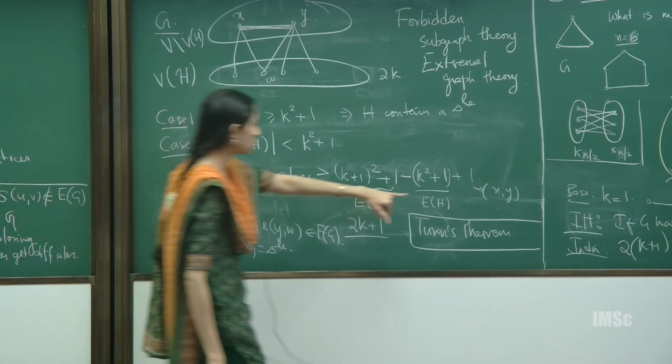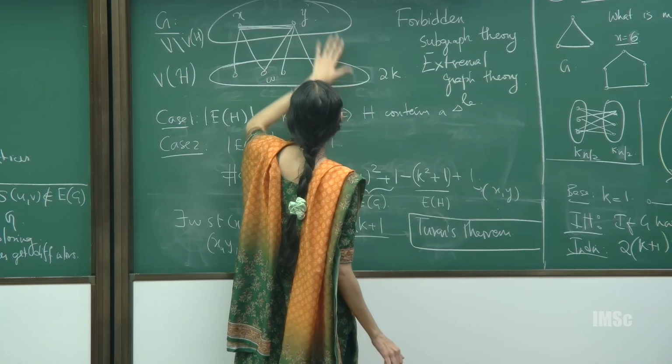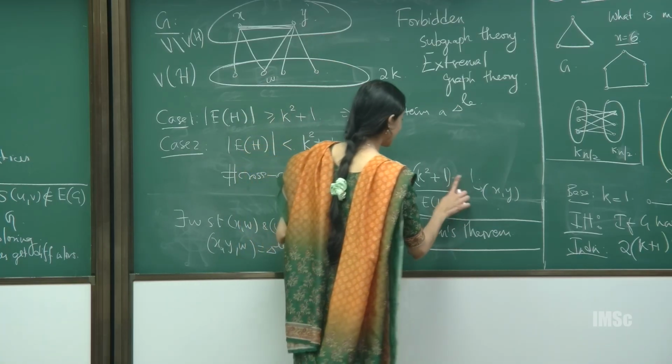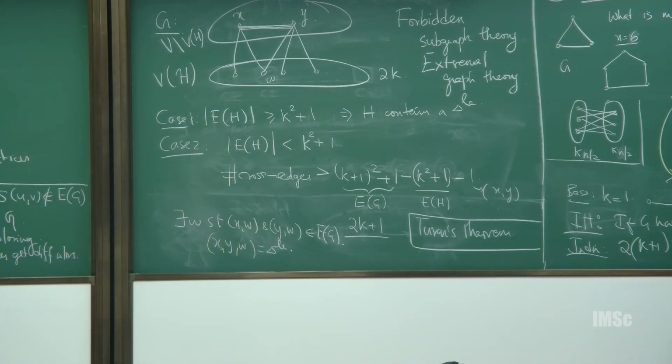So this is for x, y. So I am counting the number of cross edges, right? Total number of edges minus the edges here minus this. It should be minus. Yeah. I expected some arithmetic mistake there. Okay.